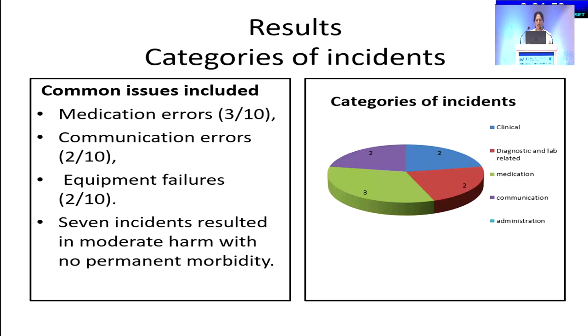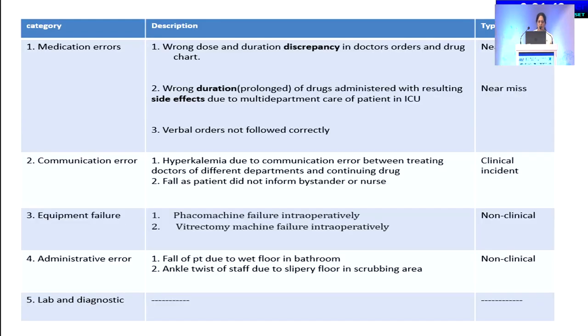These were the common categories: medication errors, communication errors, equipment failures. And 7 incidents resulted in moderate harm, but no permanent morbidity. In the medication error category, in one case there was a discrepancy of wrong dose and duration in the doctor's orders and the drug chart, and it was a near miss. In another, there was a prolonged duration of the drug administered, which resulted in side effects. In a third, the verbal orders were not followed correctly and the patient received the wrong medication.